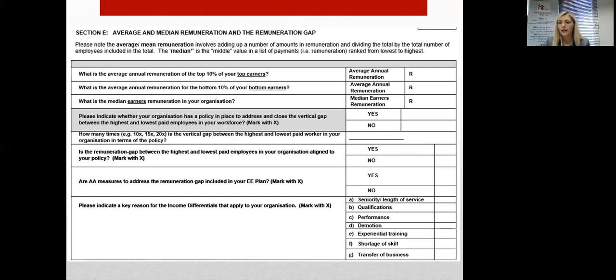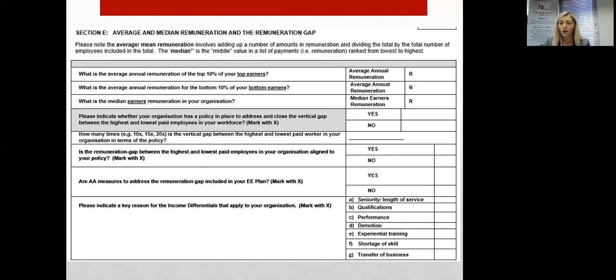The newest regulations that they've brought in is your Section E, which refers to your average and median remuneration and the remuneration gap. So what they want to see now is your top 10% of top earners, bottom 10% of bottom earners, your median earners, and do you have a policy in place to bridge that gap? If you do, you need to refer to the policies that you follow, how you ranked your salaries, and how you plan on addressing that gap between your top 10% and bottom 10%.